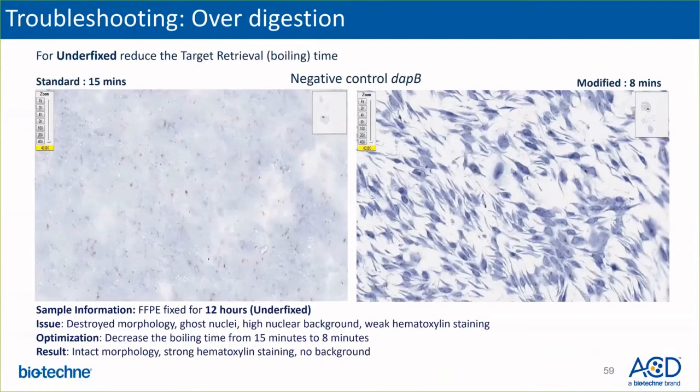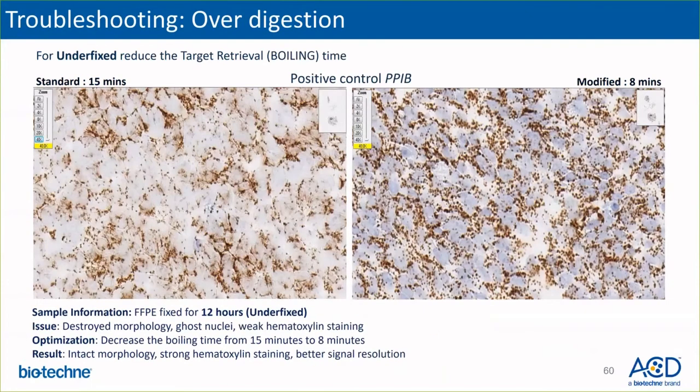Now let's review some of the troubleshooting examples and the results after performing optimization on these samples. Here, the target retrieval time was reduced to 8 minutes, and that improved the morphology and eliminated background as seen in the negative control. As compared to the image on the left, there is better morphology and better signal resolution on using modified target retrieval buffer or target retrieval time.